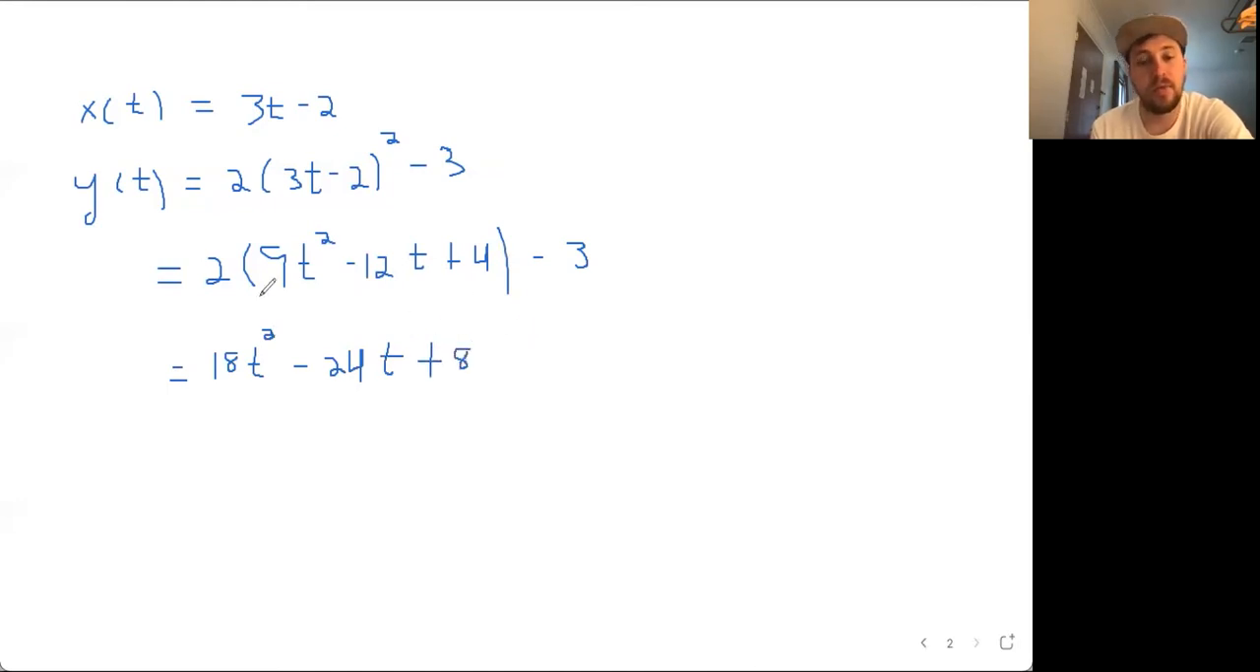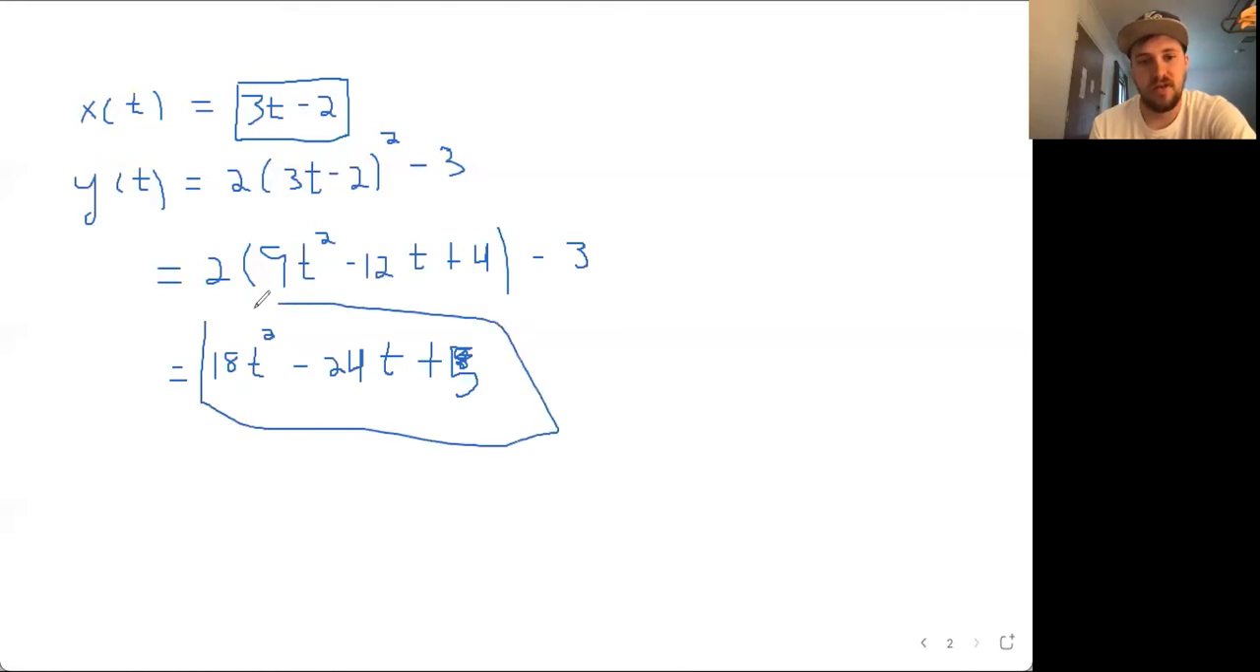And then, so that would be plus 8 minus 3. So how about plus 5? And so these x and y functions of t give us another parameterization for, again, the same curve. And the orientation of this parameter will be, again, in this direction.